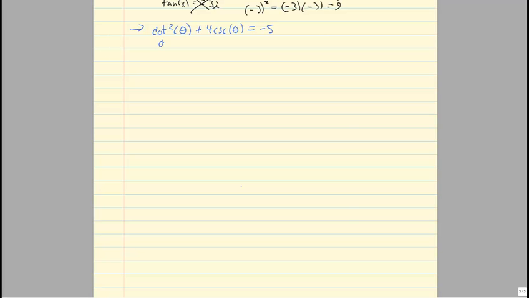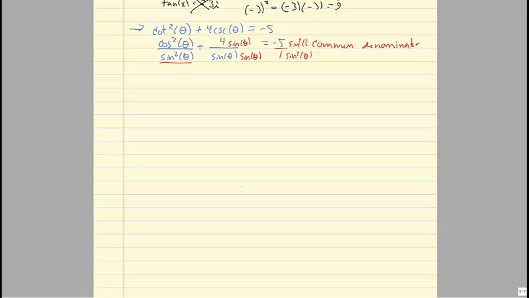Let's look at cosine squared of theta over sine squared of theta plus 4, and then cosecant is 1 over sine of theta, and this equals negative 5. So I think what I would like to do here is to find a common denominator. So the common denominator would be this sine squared. So here I'd multiply top and bottom by sine. And here I'd have to multiply top and bottom by sine squared.